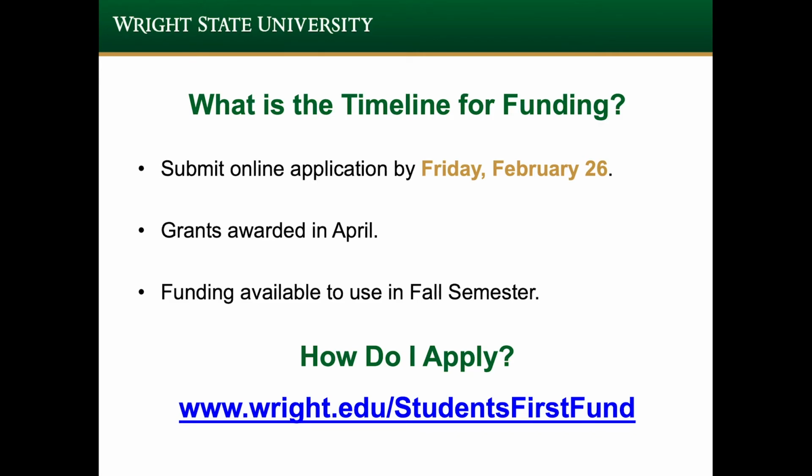Please have all applications submitted no later than Friday, February 26th. We'll be looking to award the grants in April, and the funding will be available to use as early as the fall semester. To apply, you'll go to www.wright.edu/studentsfirstfund.